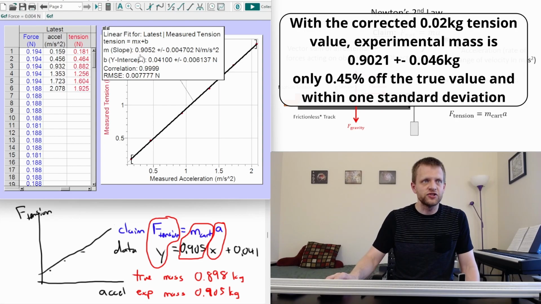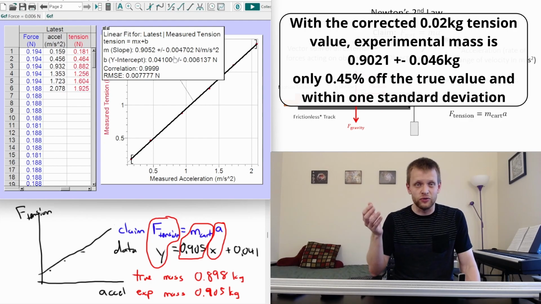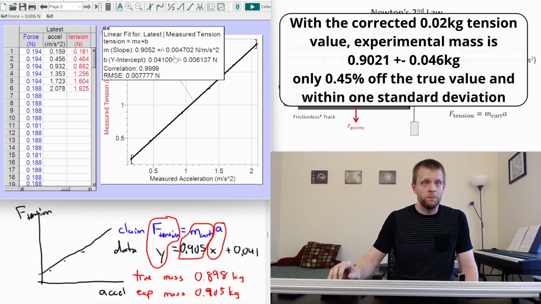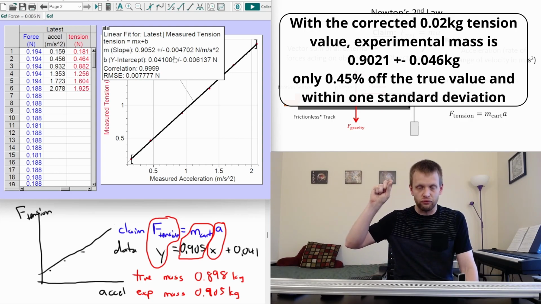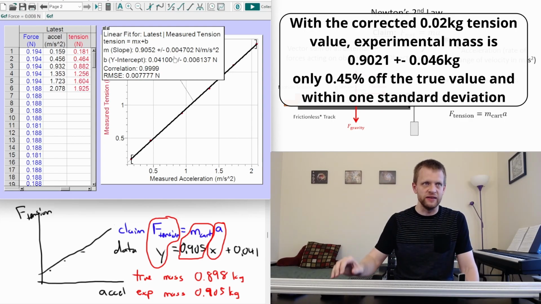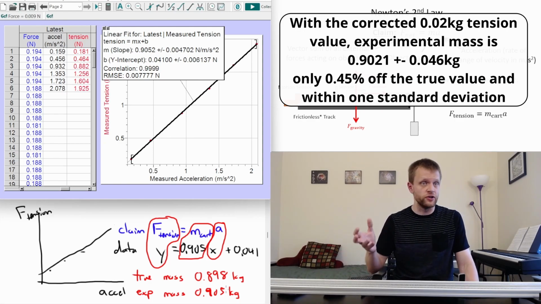Notice that this slope also has some uncertainty. This has almost 5 grams of uncertainty, so this is just outside of one standard deviation. We haven't really talked about standard deviations before, but it's a measure of how much random uncertainty there seems to be in this, how reliable we think that this 0.905 is, and it's just outside of one standard deviation, which is pretty good agreement.